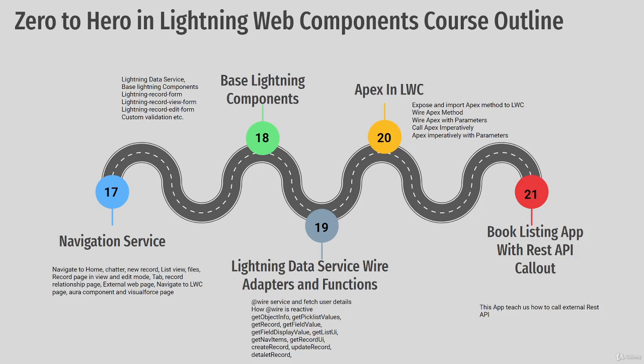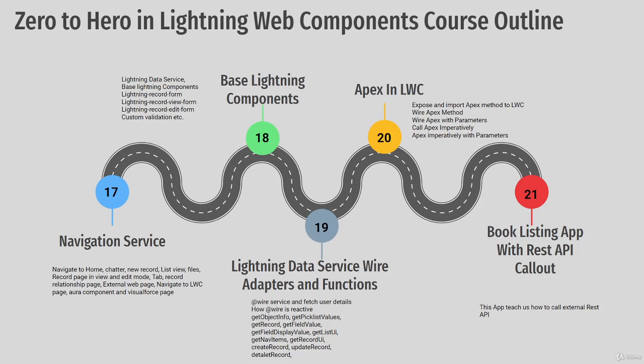After that, we will move to the base lightning components. In this, we'll talk about all the base lightning components, what is lightning data service, how lightning data service works, how lightning record form works, how view form works, how edit form works, how custom validation works. After the understanding of base lightning components, we'll go and understand lightning data service, wire adapter and wire function.